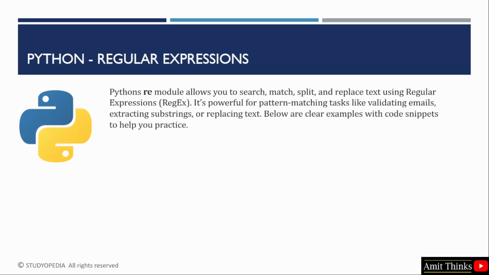It is a concept almost in every programming language. Let's say you are validating emails, you need to check whether it is having @ or not, whether it is having underscore or not, or maybe someone added a character which is not allowed. So it is also used for validating emails. With that, you can also extract substrings or replace text using it. So for that, in Python we have the RE module, which is for regular expressions.